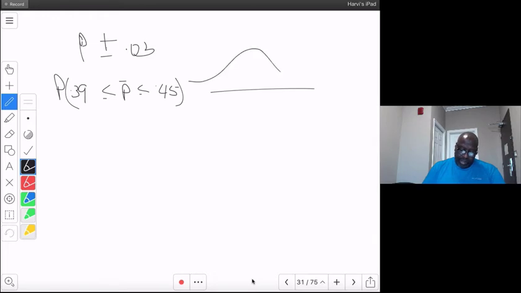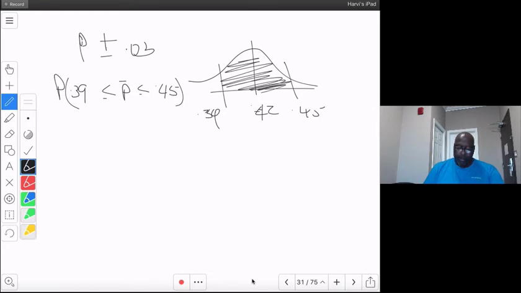So if I were to draw this so you could see it as a picture, this would be 0.42, and here would be 0.45, here would be 0.39, and one of the nice things, because we know that we added and subtracted 3%, that means that those two lines are equidistant from the mean. We are interested in this area right here. All right. So to do that, we will need to find our Z values. So that's the same as Z being between. I'm going to let Z1 be associated with the 0.39 and Z2 be associated with the 0.45.